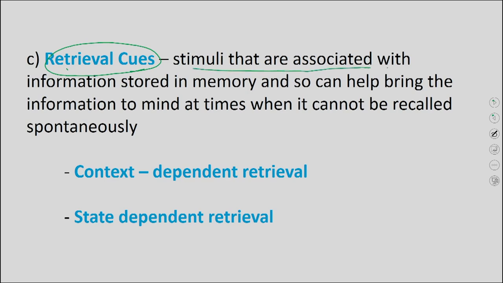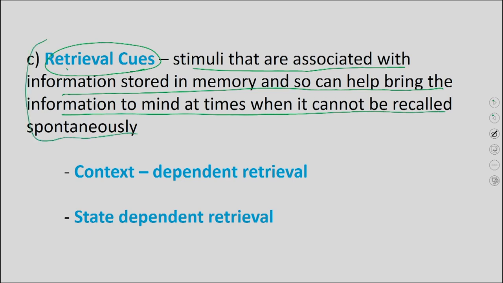Stimuli that are associated with information stored in memory, and so can bring the information to mind when it is to be recalled, are what is called the retrieval cue. Basically, any memory follows a lock and key kind of paradigm. Think of this as a lock. This is my memory. Any memory is a lock, and cues are the keys.